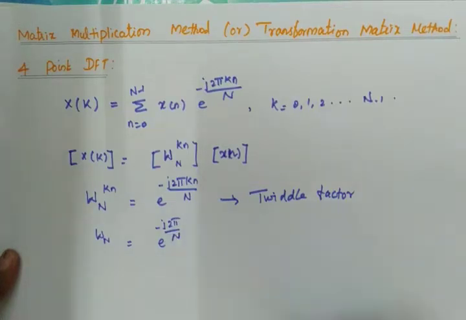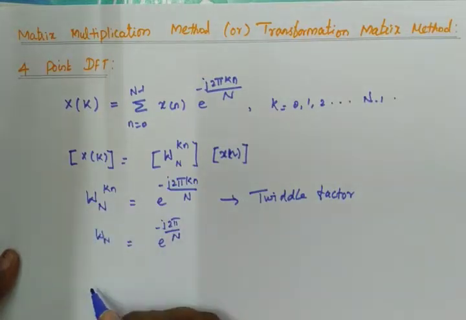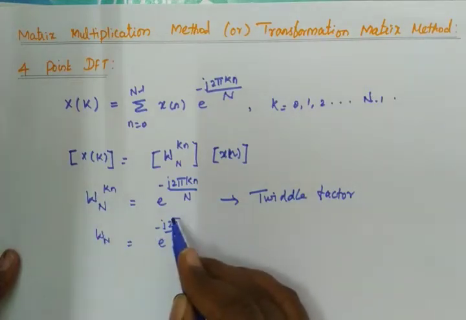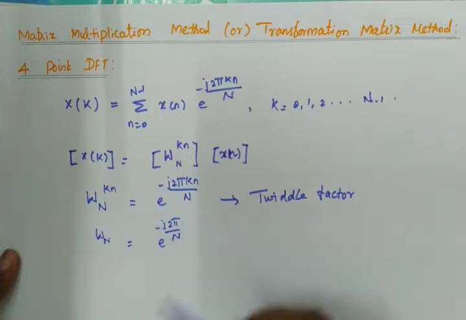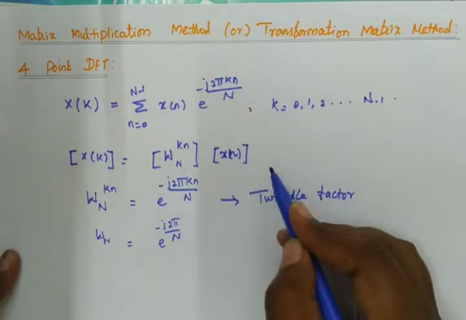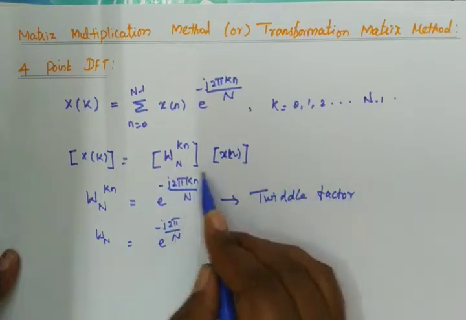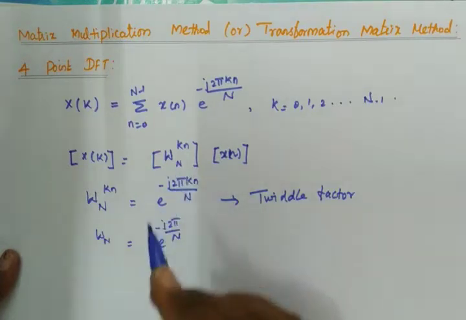Now if it is IDFT, that is inverse discrete Fourier transform, then we'll have W_N power minus kn, because there we don't have the minus. So W_N power minus kn is equal to e power j 2 pi kn by N, that is for inverse discrete Fourier transform. Now this is called the Twiddle factor. So we are going to calculate matrix multiplication by using this method. Now we have to find what is this W_N^kn.